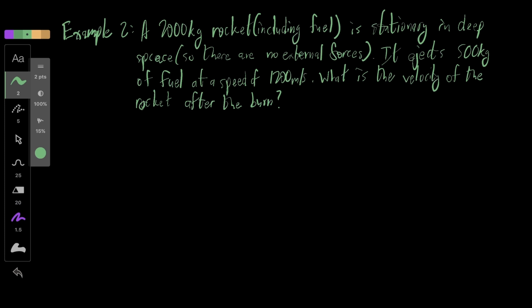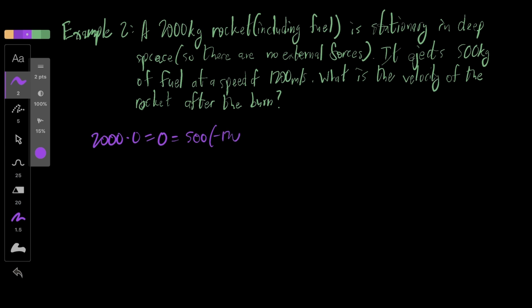Well, again, let's start by using conservation of momentum. Well, we know that it's stationary, so 2,000 kilograms times 0, which is 0, which is one of the main problem types we talked about when we were first talking about momentum. Now this is equal to 500 times negative 1,200.